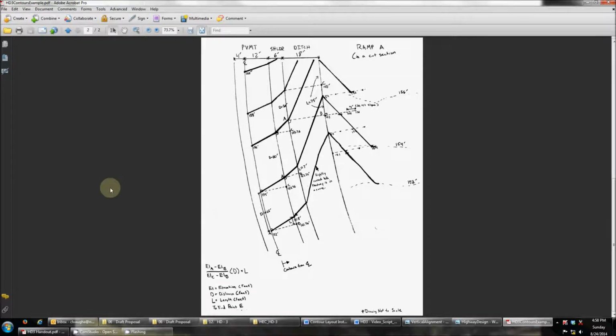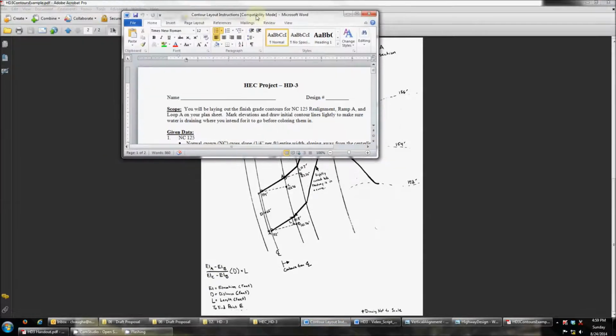Use the equation you see on the second page of this HD3 contours example PDF and on the second page of your instructions to find the distance between the edge of pavement points with known elevations and the whole number contour points you're looking for. In other words, the distance between this 151.76 point and the 152 point that you're looking for can be found using this equation here. So we're going to use that, and it's actually also on the second page of your instructions.